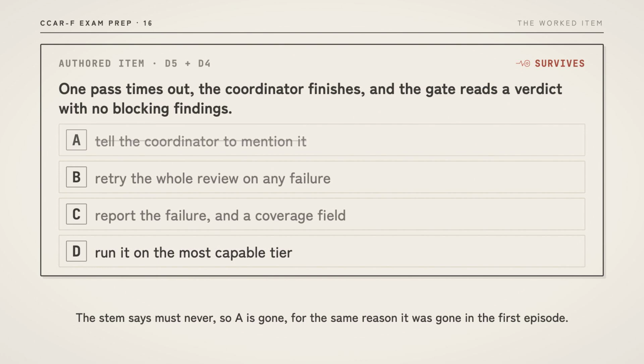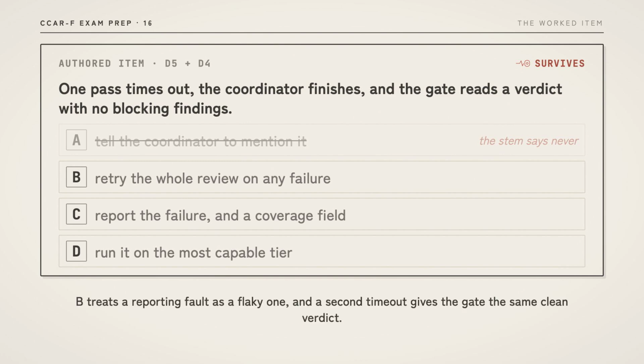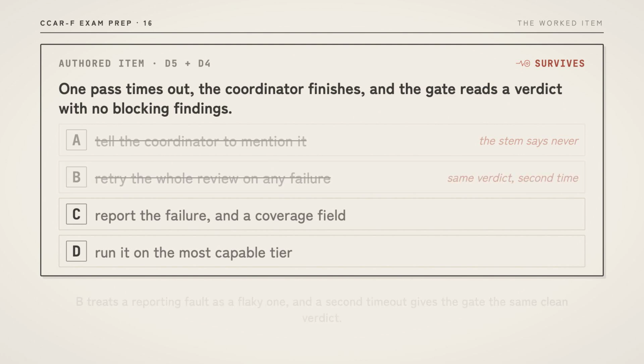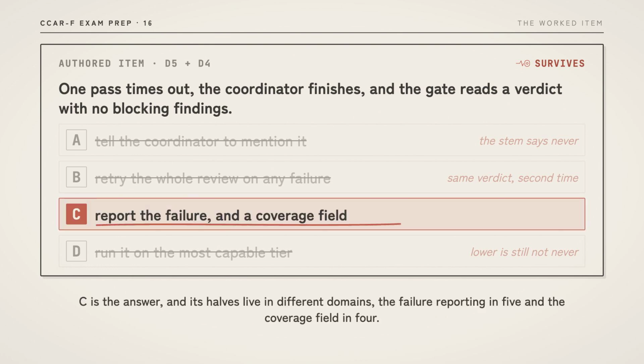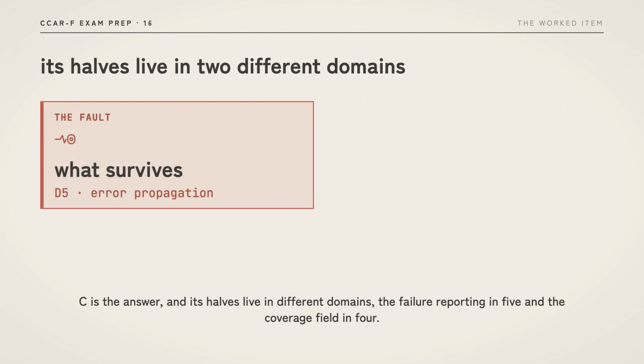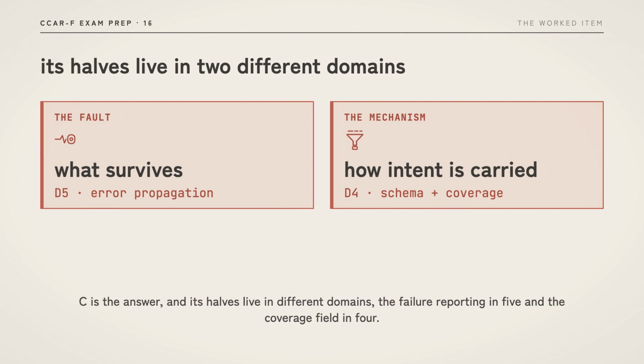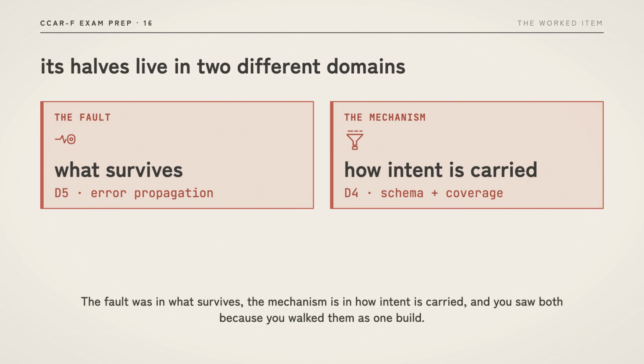The stem says must never. A is gone for the same reason it was gone in the first episode. B treats a reporting fault as a flaky one, and a second timeout gives the gate the same clean verdict. D lowers a failure rate, and a failure rate is not never. C is the answer, and its halves live in different domains, the failure reporting in 5 and the coverage field in 4. The fault was in what survives.